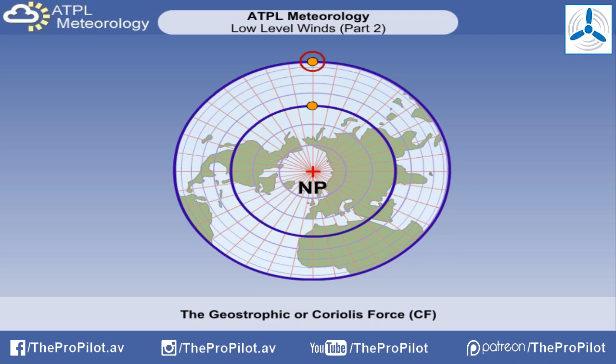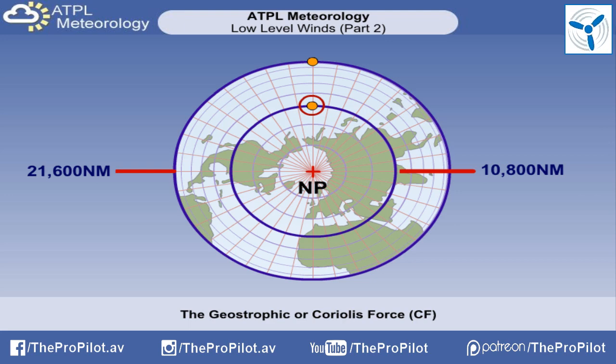The distance that the point on the equator travelled was 21,600 nautical miles, whereas the point at 60 degrees north only travelled half that distance. Yet they completed this in the same time. This has an important effect. It means that the point on the equator is travelling faster in space than the point at 60 degrees north. If air were to flow from one location to another, it would find the surface underneath it travelling at different speeds.